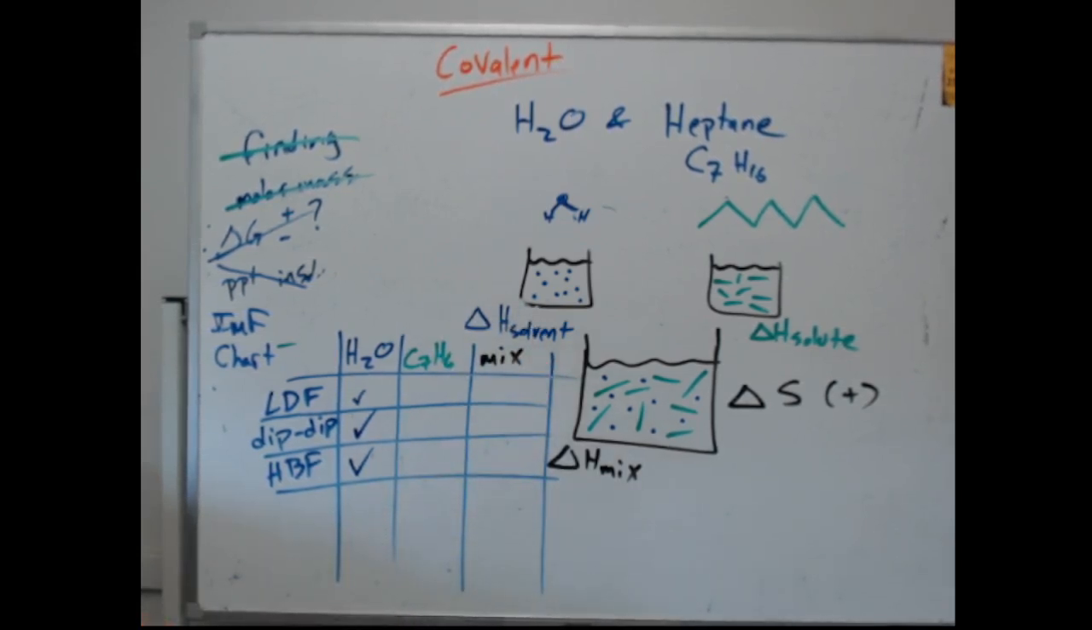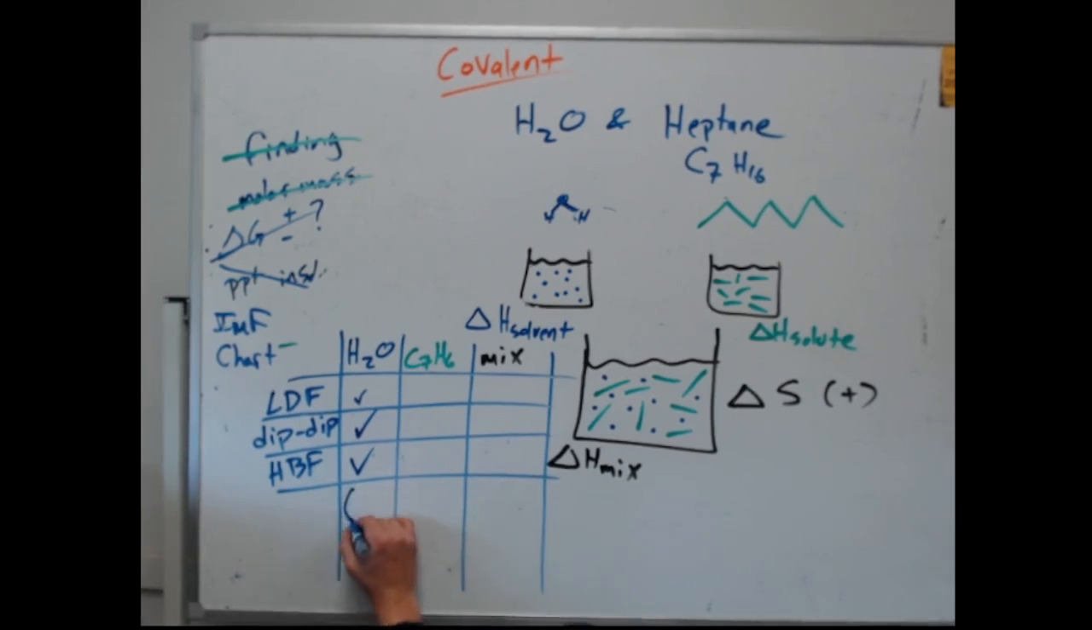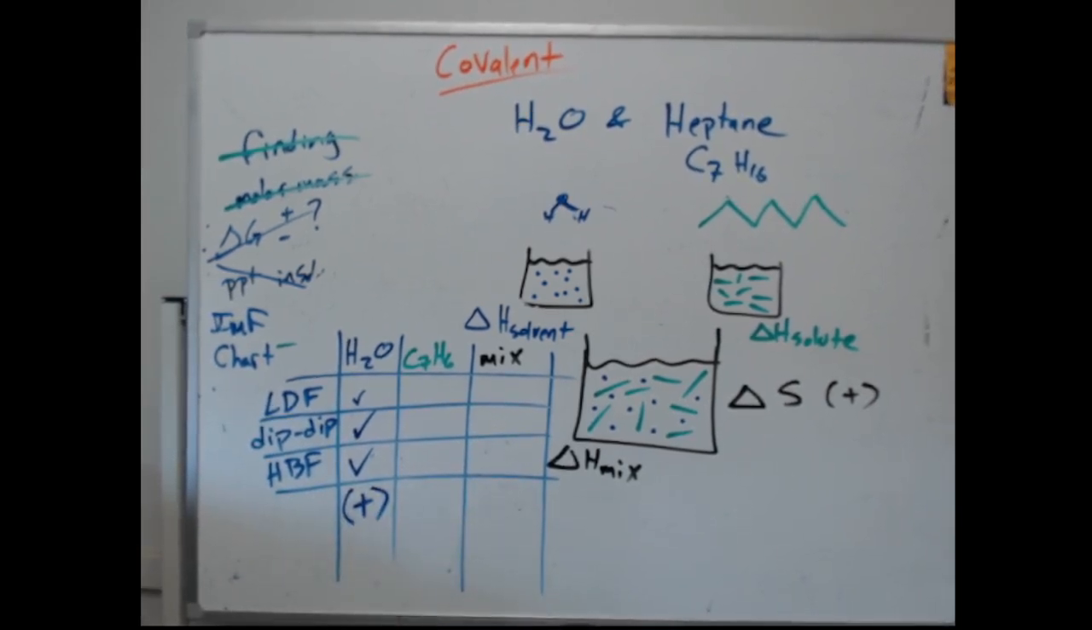I'm going to have to put a lot of energy in to push the water molecules away from each other, right? 100 degrees Celsius to get it to boil, right? That means I have to put in a lot of energy, so that's going to be a pretty big positive. So, got to put in a lot of energy if I want to make space between my water molecules for the heptanes to sneak in.